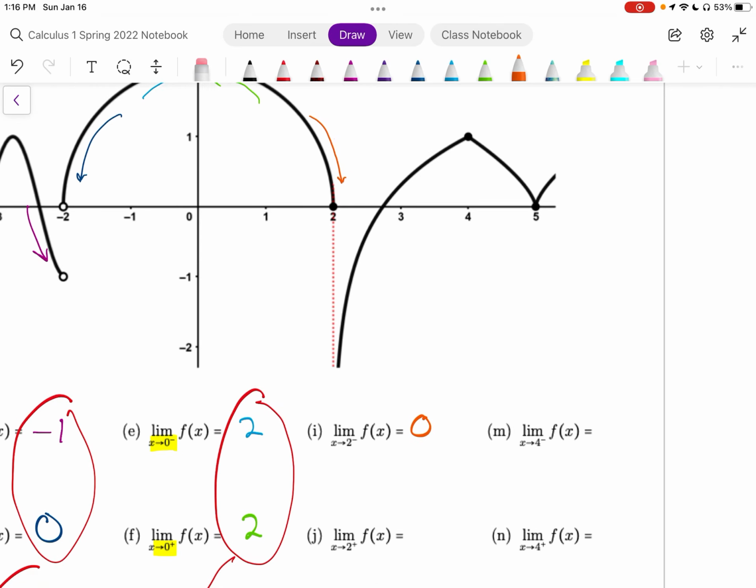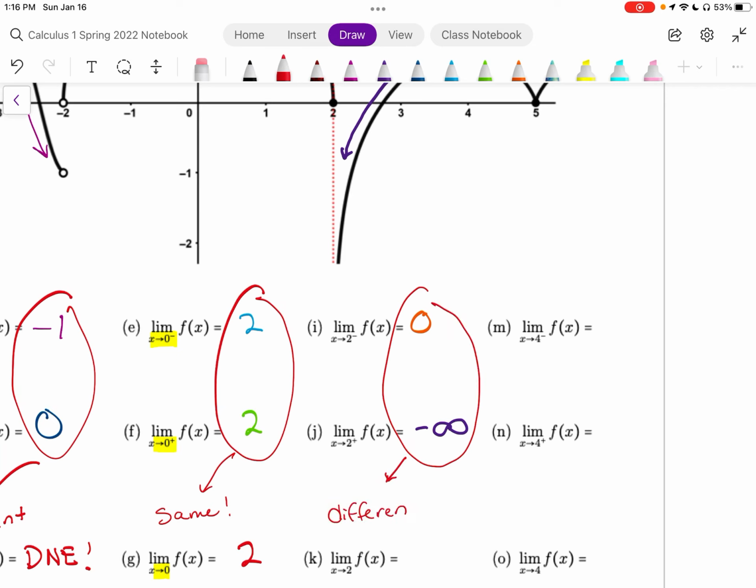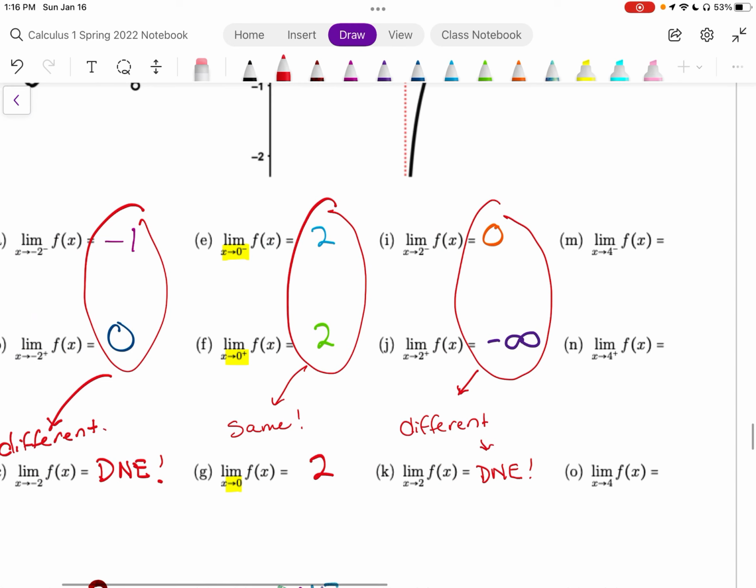If I approach from the right, like that, what am I approaching? Well, it's going to go down forever. It's never going to get to it anywhere. It's approaching negative infinity. All right, so now these are different. If it's different, then that means it does not exist, just like over here, different means it did not exist.